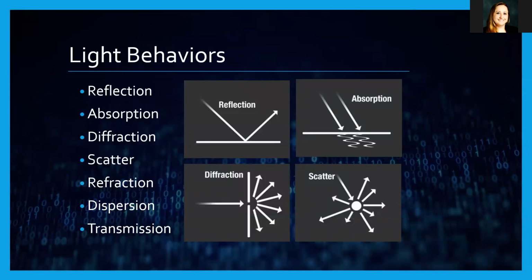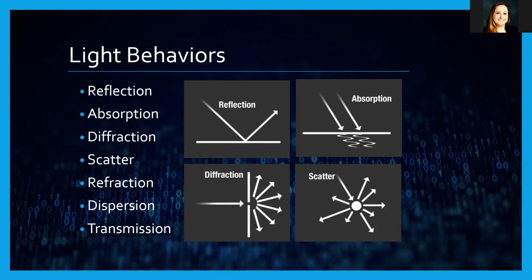Light waves across the electromagnetic spectrum behave in similar ways. When a light wave encounters an object, it is either transmitted, reflected, absorbed, refracted, polarized, diffracted, or scattered, depending on the composition of the object and the wavelength of the light.